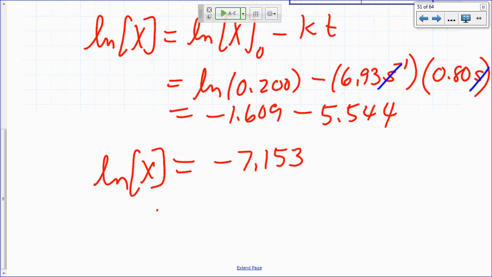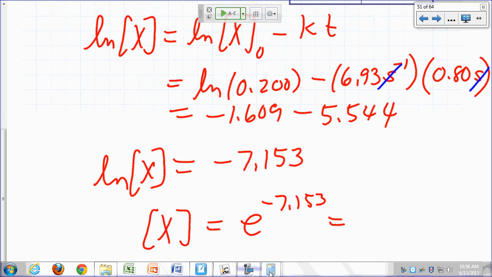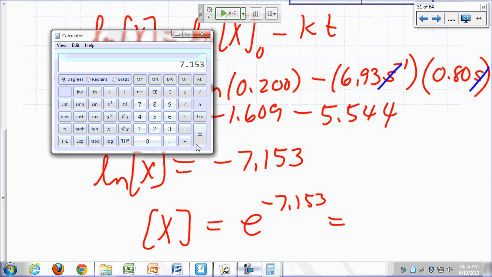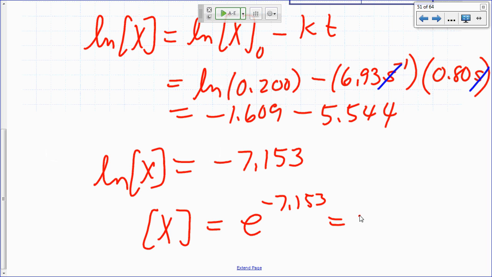How do I solve for x? e to the negative 7.153. So make that negative, inverse log. 7.825 times 10 to the negative 4, so 7.83 times 10 to the negative 4 moles per liter.